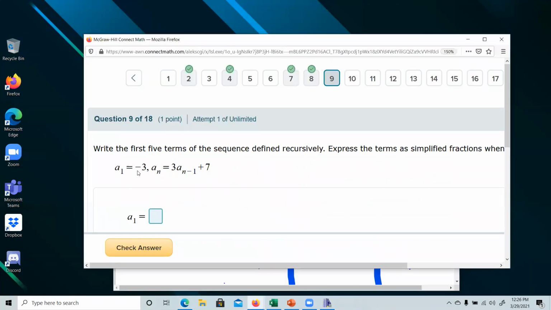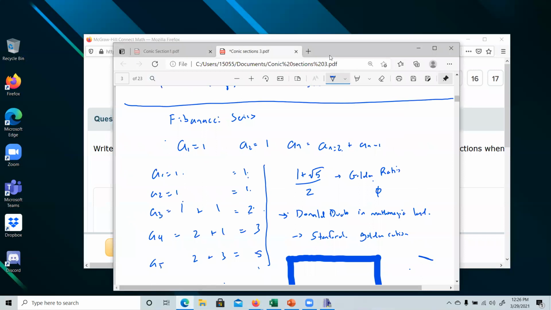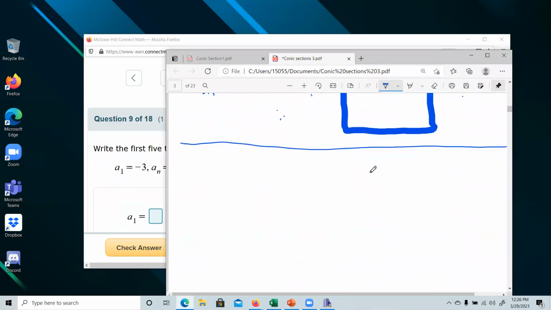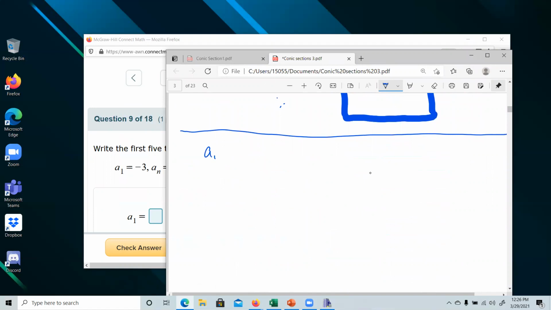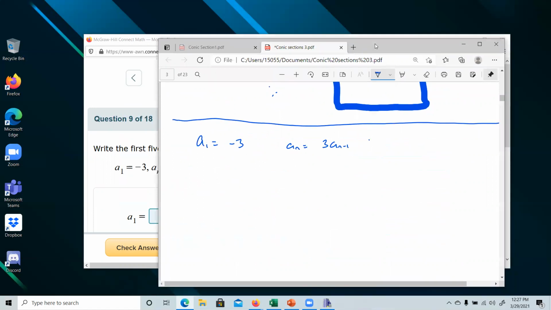In this case, they give us the first one. They say a1 is -3, and a sub n is 3a sub (n minus 1) plus 7 is going to be how to generate the rest of these. So how would you do that? We have a1 is equal to -3, a sub n is equal to 3a(n minus 1) plus 7. And by the way, here's where you're going to see that the first 3 terms look pretty easy to predict, and then it just goes completely off the rails.